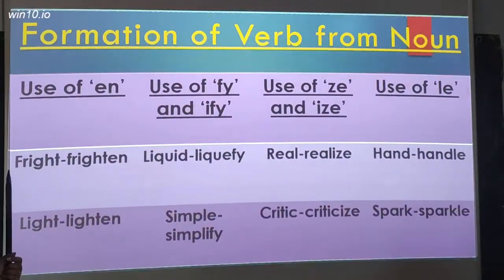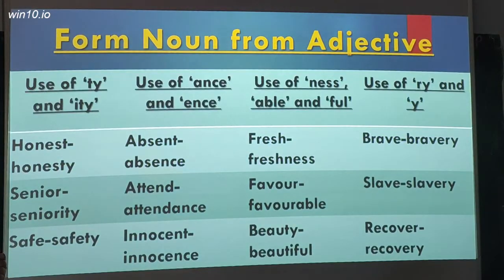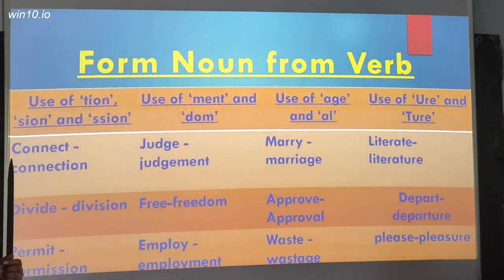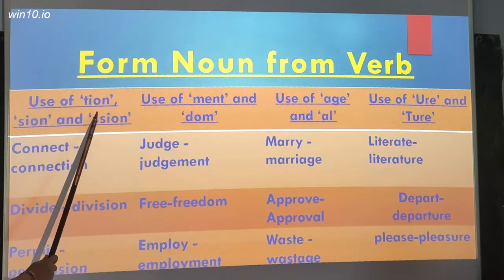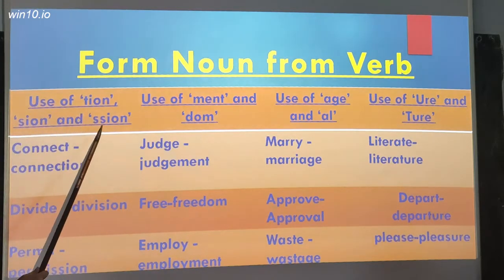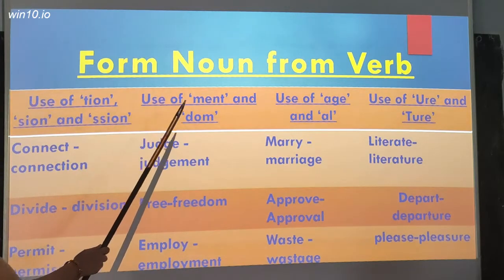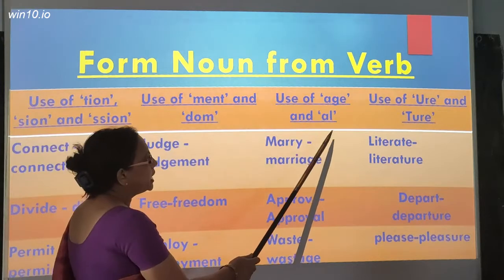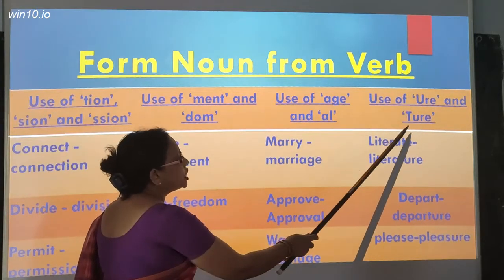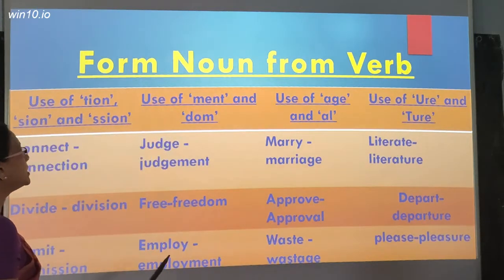Now let's discuss some more suffixes. With these suffixes we will make nouns from verbs. To make nouns from verbs, we need tion, sion, ssion, ment, dom, age, al, ure, ture.